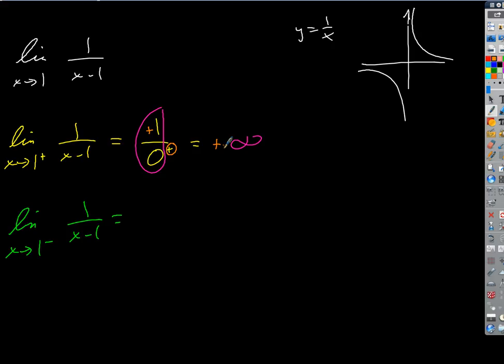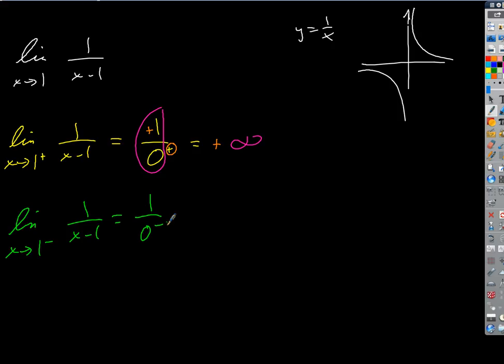Okay, on the bottom, we've got the same kind of behavior. We know that if I'm now approaching 1 from the left, that's from values slightly less than 1, right? So 1 minus 1 is what? Small negative, right? So we could write that as 1 over 0 minus. See what I'm saying? Okay?